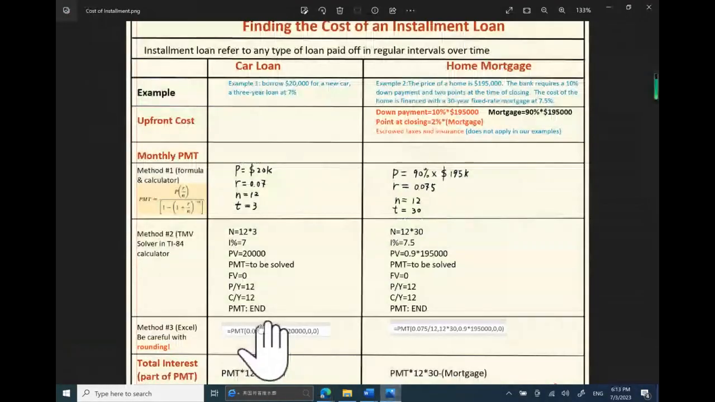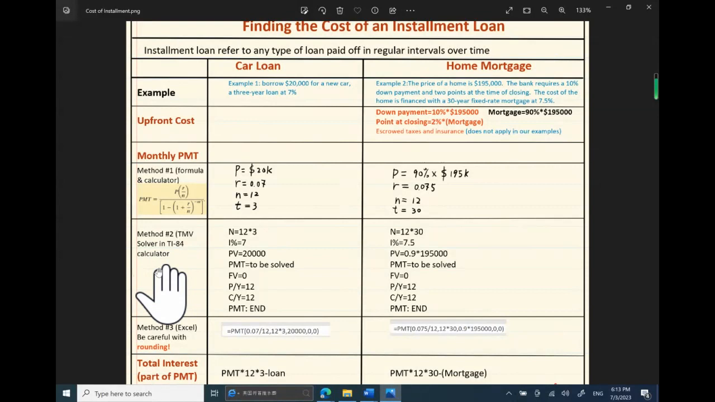As my table note shows, in order to find the monthly payment and interest, mainly it is the monthly payment. In order to find the monthly payment for an installment loan, for both car loan and home mortgage, I have 3 different methods. The first method is to use the formula. This right here, this formula. Pretty complicated. Yeah, very complicated. The second method is to use the time value of money. That's a typo. It's supposed to be the TVM solver in the TI-84 calculator.